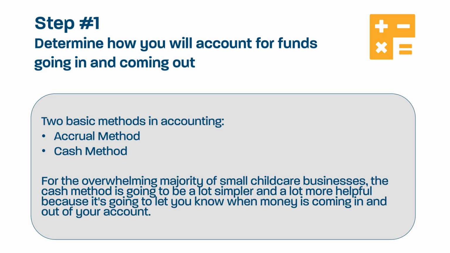For most small childcare businesses, the cash method is both simpler and more helpful because it's going to let you know exactly when money is coming in and out of your account. This method is more comfortable because it will in many ways match the act of balancing your checkbook, just in a bigger sense, and in a bigger way.